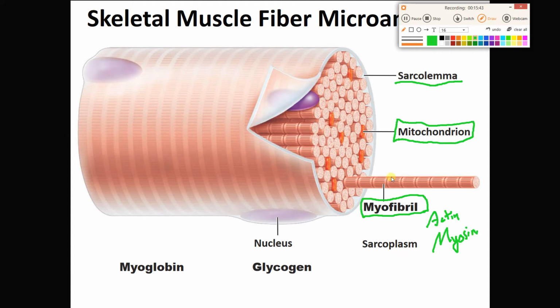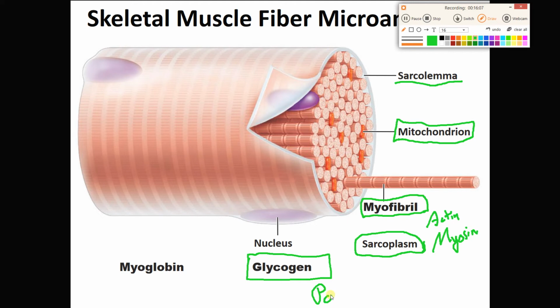Now, we're looking inside the cell, right? So we're looking inside the cytoplasm. But for a muscle cell, we don't call it the cytoplasm. We call it the sarcoplasm. And there are two other things that are not pictured, but I want to point out to you and let you know they exist. Our muscle cells will have copious amounts of glycogen.